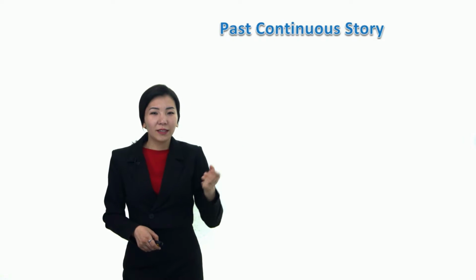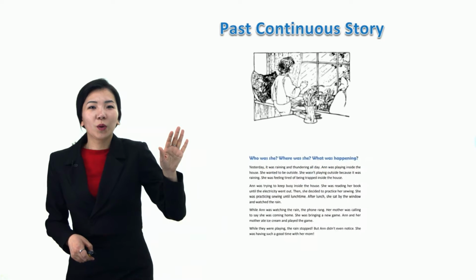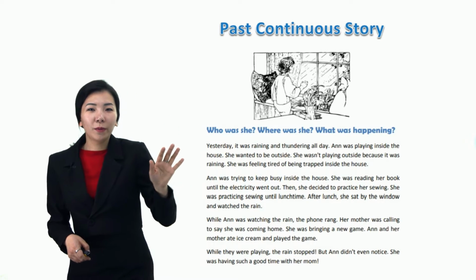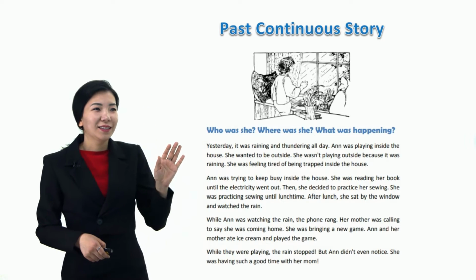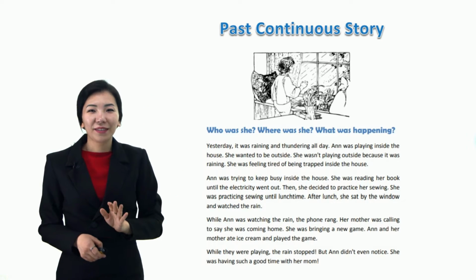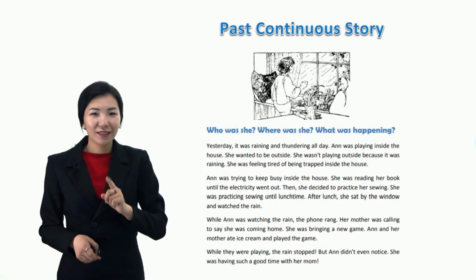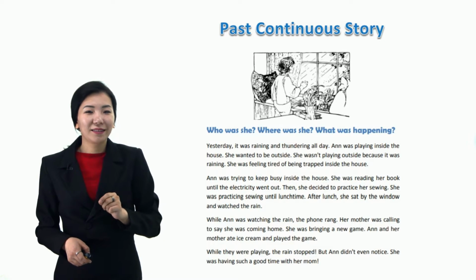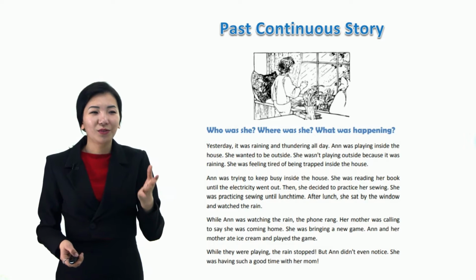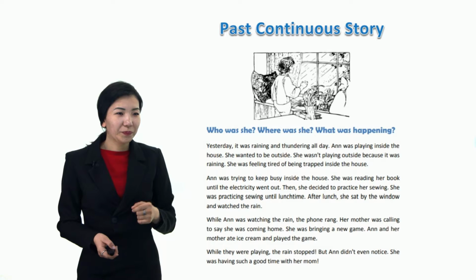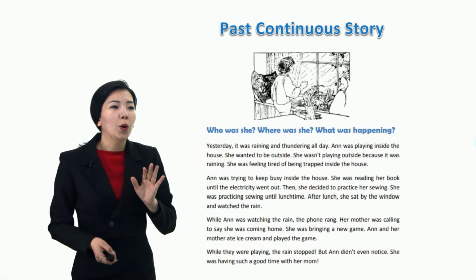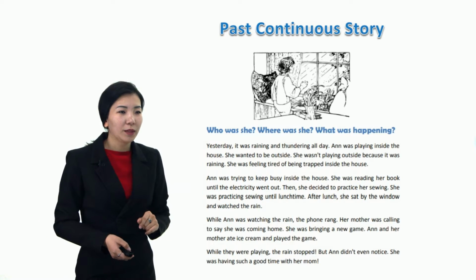All right, so now let me read the story in the past continuous. So the story is, who was she, where was she, what was happening. So this is my favorite task actually. Okay, listen to me carefully, and of course you're gonna have your time to read it many times. So now I want you to listen to me. Okay, who was she, where was she, what was happening?